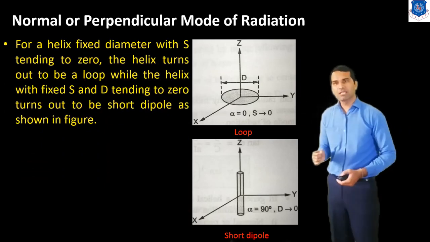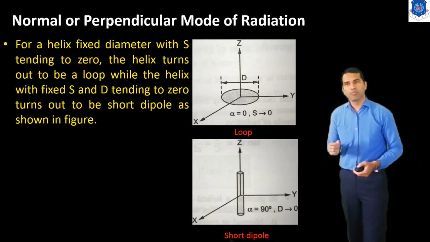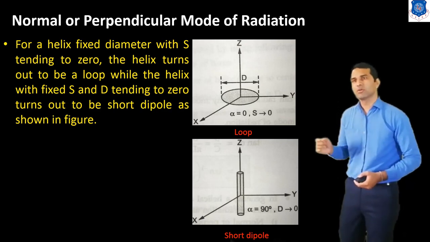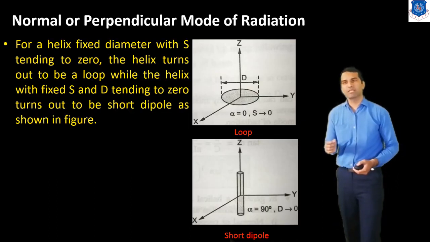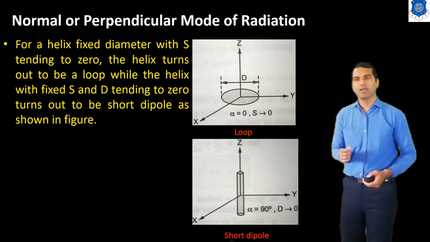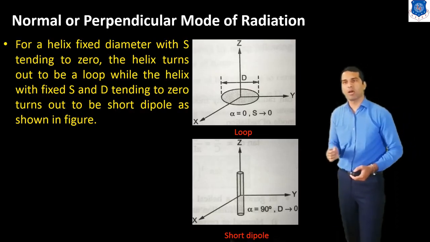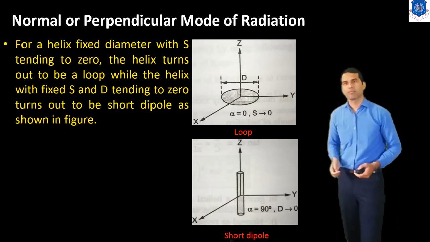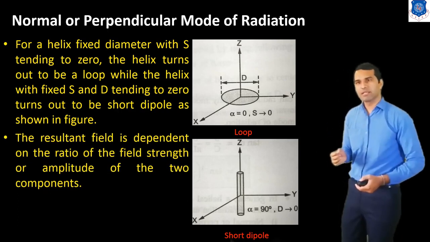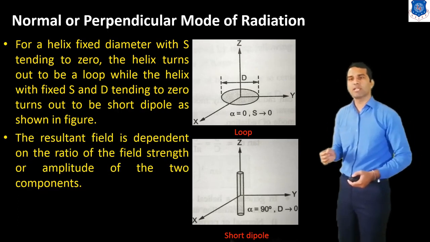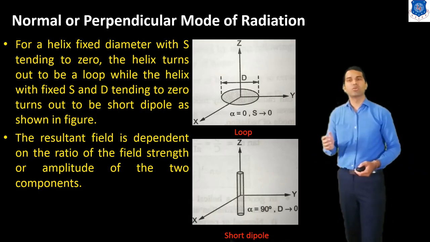For a helix with fixed diameter and S tending to 0, the helix turns out to be a loop, while the helix with fixed S and D tending to 0 turns out to be a short dipole, as shown in the figure. The resultant field is dependent on the ratio of the field strength, or the amplitude, of the two components.